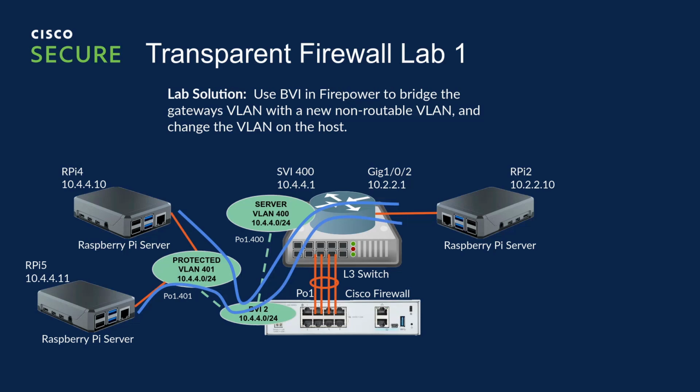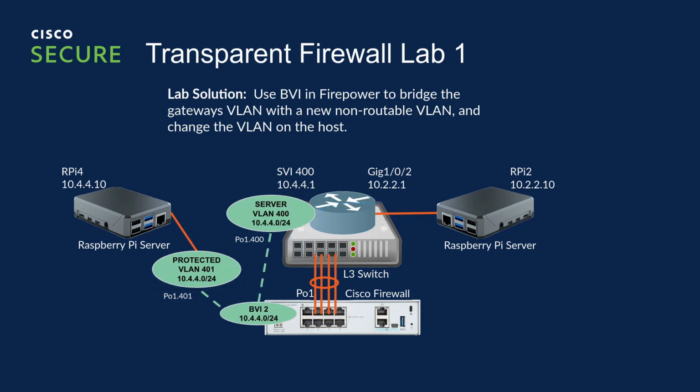Now, another thing to note here, servers talking east-west, so Raspberry Pi 4 to Raspberry Pi 5 on that same VLAN are not going through a firewall. They are using just a layer 2 fabric to communicate directly.